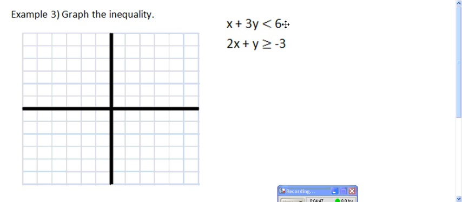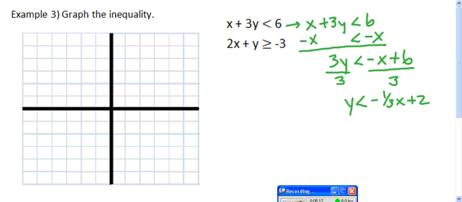For example 3 here, note that both of these equations are not in slope-intercept form, so you would need to put them in slope-intercept form. You can pause the video at any time, but I want you to put each equation in slope-intercept form, then graph each of the inequalities, and then determine the shading. So go ahead and pause and do that and pick back up where we left off.